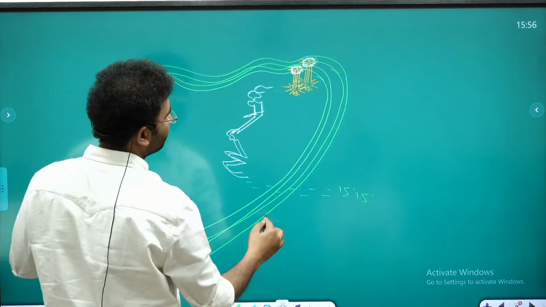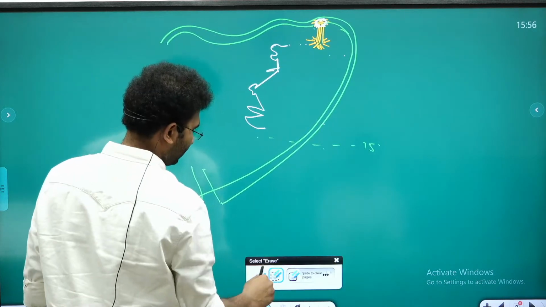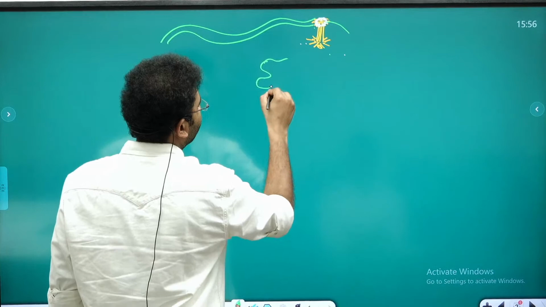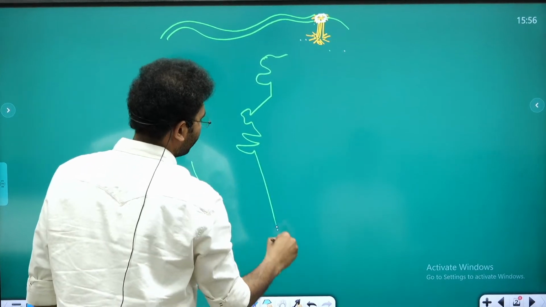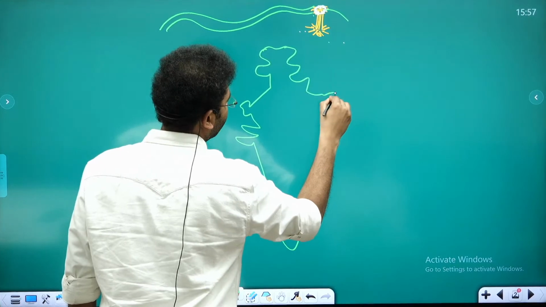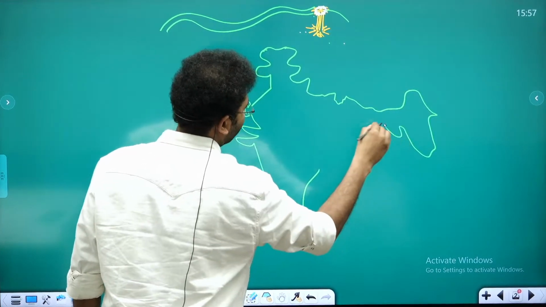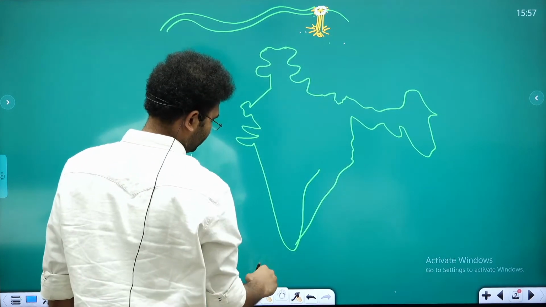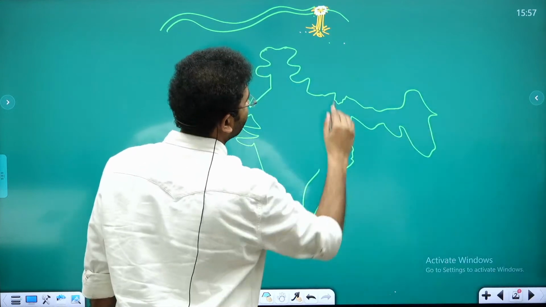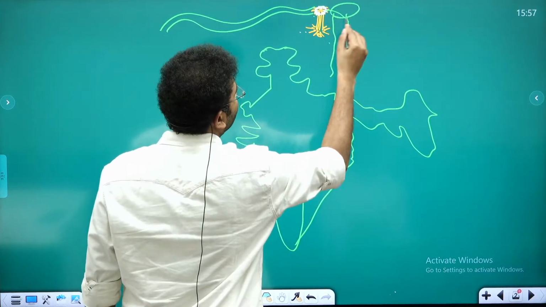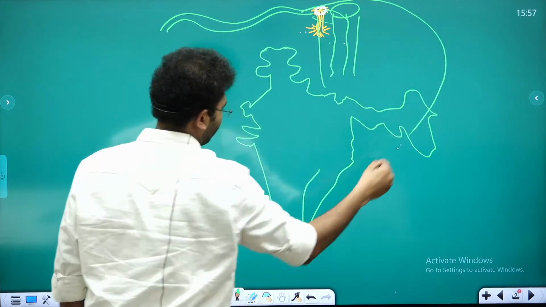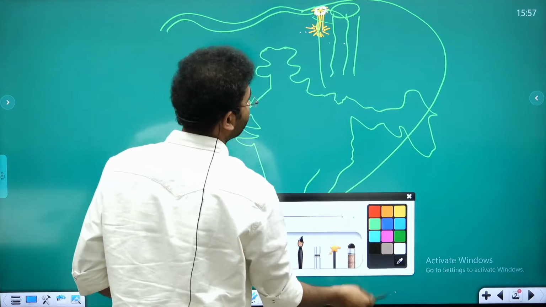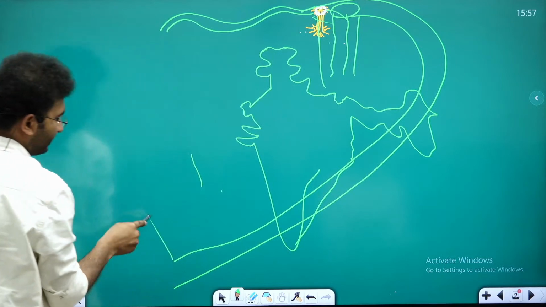As it sinks, to be more specific, if I have to draw, let me draw a neat diagram so that you will get a complete picture. Right. So this is how it takes, right? The turn is like this. So, and then it sinks here.